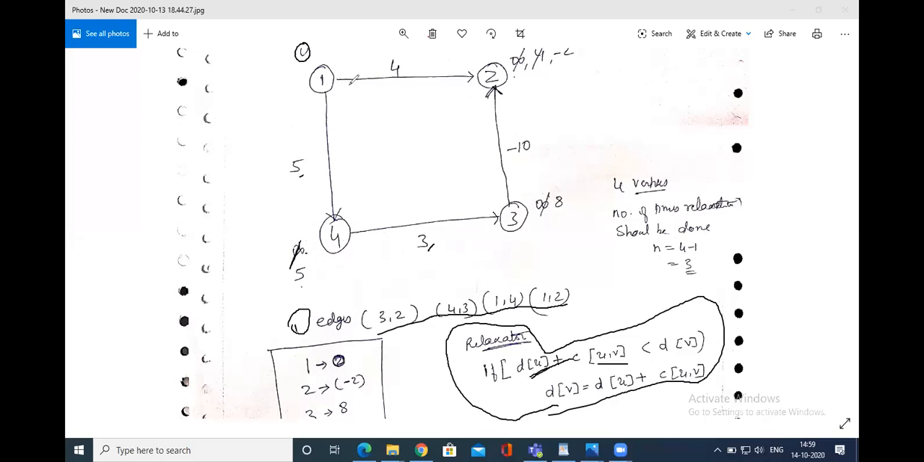1 to 2. Here we have a cost of 0. Cost in between 1 and 2 is 4. 0 plus 4 is 4, less than infinity. Yes, I will replace infinity with 4.